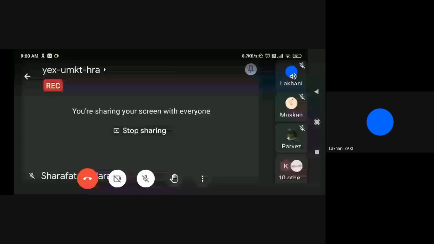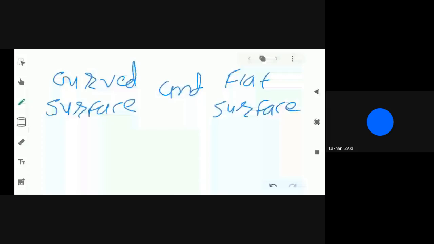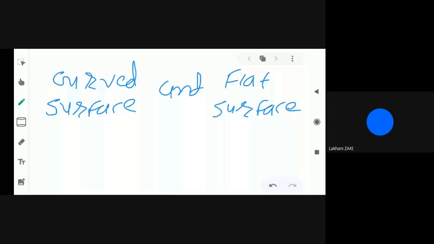Okay, boys. Curved surface and flat surface is one new concept. After clearing the concept of 2D and 3D, now we will clear the concept of curved surface and flat surface. Curved surface means curved and flat means flat. You can see the ceiling. You can see your ground. It is known as a flat surface.